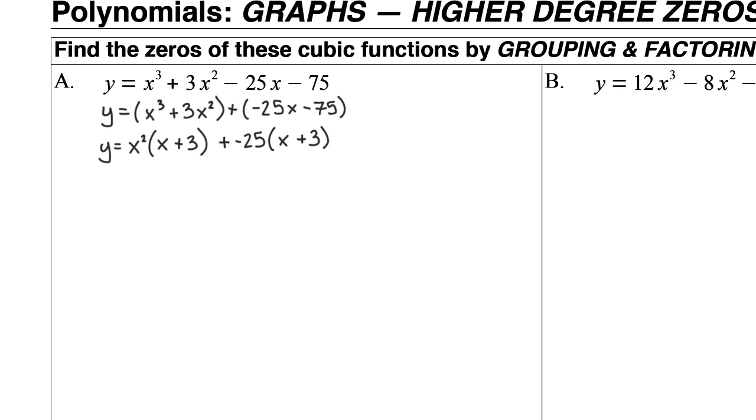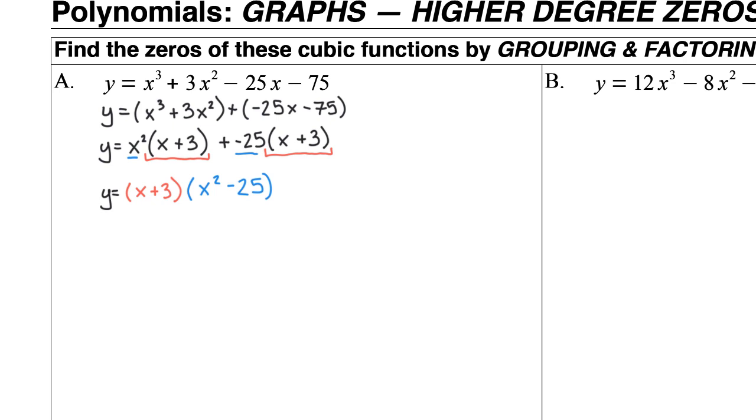Now, this process will sometimes unveil that both of these groups have this shared factor. You see x plus 3 times x squared and x plus 3 times negative 25. So what that lets us do is write that factor right out here, x plus 3. We think about what was left behind. We had x squared and negative 25. So we can write that as a second group, just like that, bringing our y down to keep things organized.